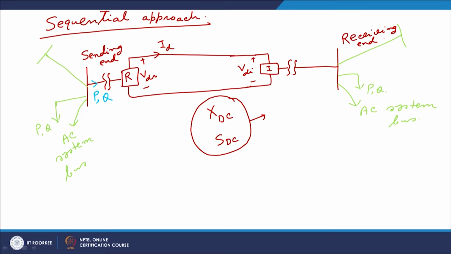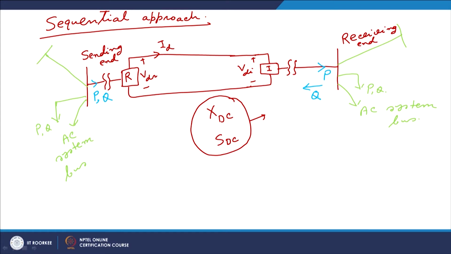Now, what happens at the inverter side? At the inverter side, real power flows in this direction, but reactive power flows in the opposite direction. Physically, real power flows from this inverter to this bus, but reactive power flows from the receiving end AC bus to the inverter, that is the converter.